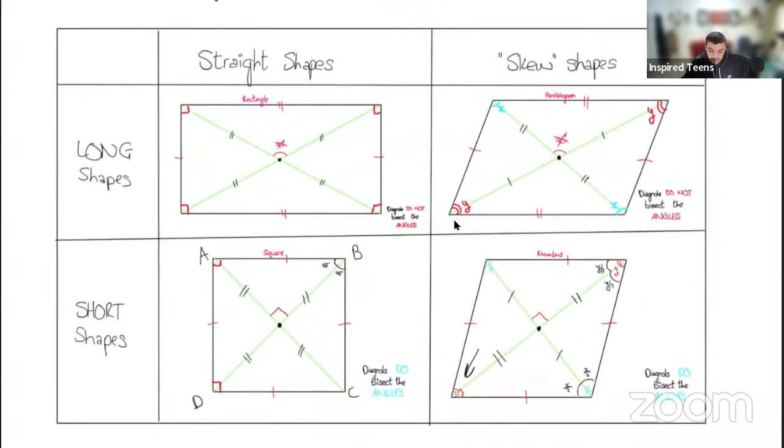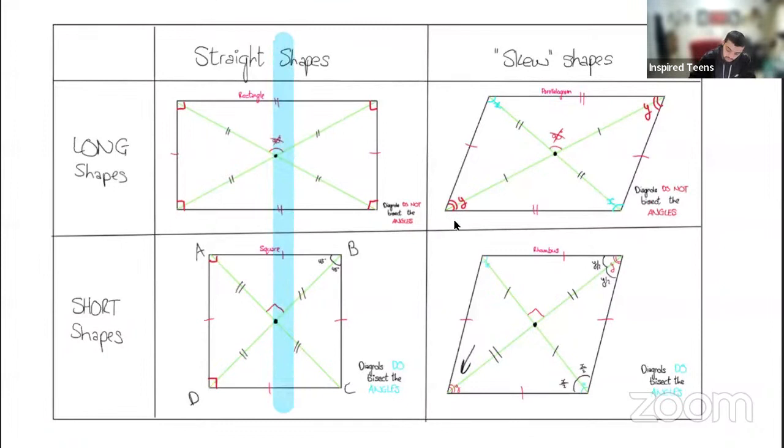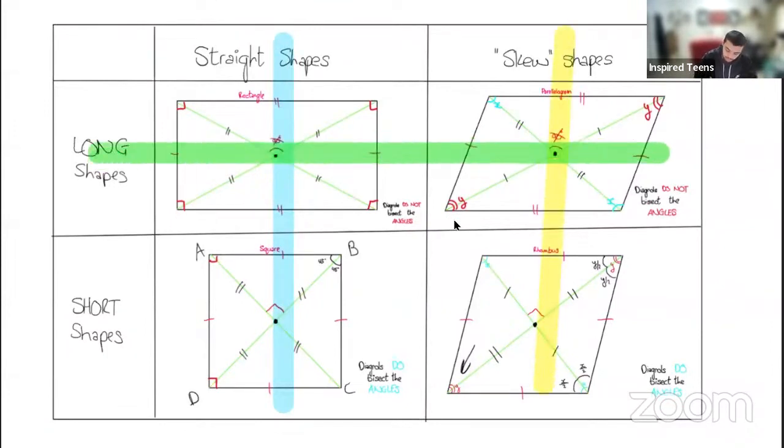And I made a little summary, informally we call it the straight shapes and the skew shapes. Straight meaning they're not skew. And then long shapes and short shapes. So straight shapes have common properties, and the skew shapes have common properties. But the long shapes also have common properties, and the short shapes also have common properties.